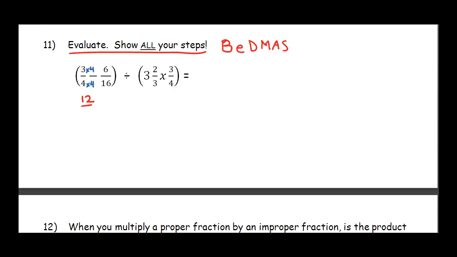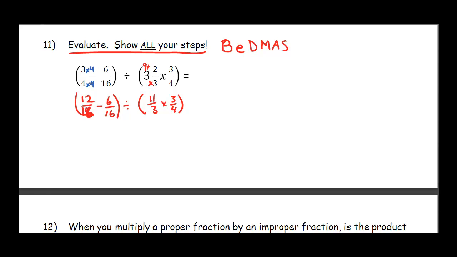is 12 over 4 minus 6 over 16, divided by, this is in brackets, and I'm going to work on this one too, just for time's sake. 3 2/3, I have to convert to an improper fraction, so I'm going 3 times 3 is 9, plus 2 is 11, so we have 11/3 times 3/4. And I'm just showing all my work. So now, oops, sorry, I made a mistake. This is 12 over 16. See? As long as you show your work, you can see your mistakes.